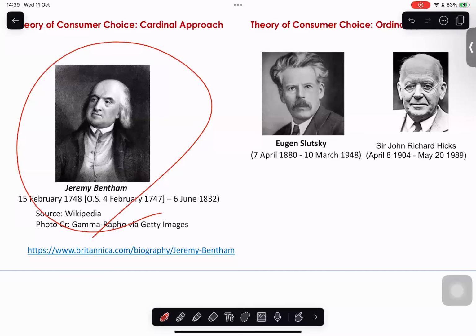Hey, these two persons here, the new approach, attack Jeremy Bentham. Jeremy Bentham, you make a very ridiculous assumption. How could people tell you about this? They could not tell you how many joules they receive when they drink or consume or do some activities. Impossible. You don't have that utilometer. It's in your dream. Then the ordinal approach by these two leading economists, one Russian, the other British, said that we don't need to make this ridiculous assumption and we still can study consumer choice.